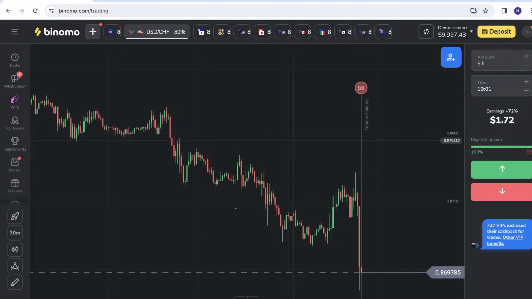Today again I will try to show you how to use support and resistance lines, but with helping indicators.